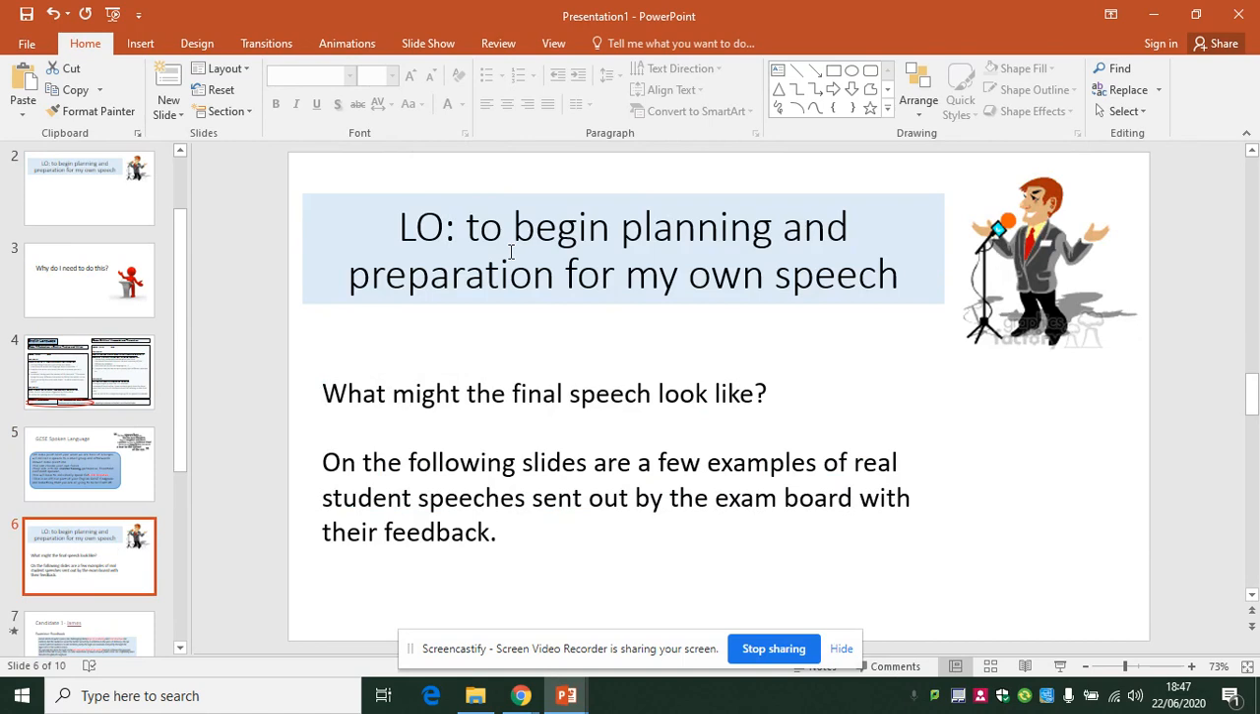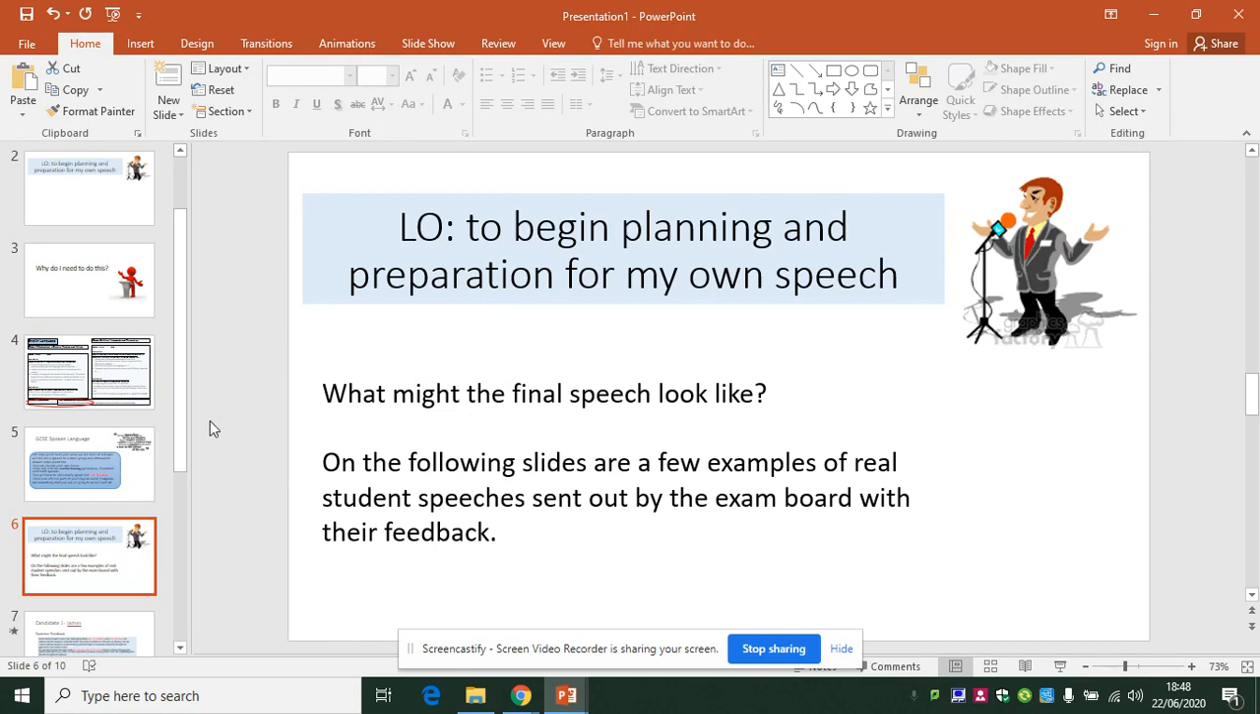Okay, so in today's lesson, you're going to begin planning and preparing your own speech. Before you do that, we're going to look at what some examples look like, because I think it's always easier to imagine it if you've seen a couple of people doing it already. The following slides are some examples of real speakers, and the exam board send these out to give you an idea of the different types of mark you could get.